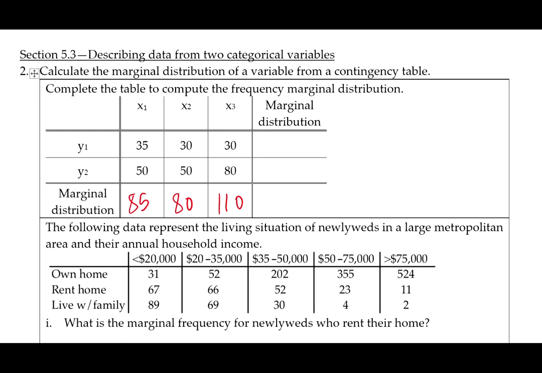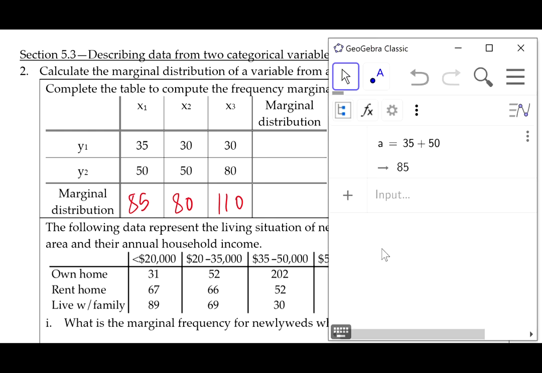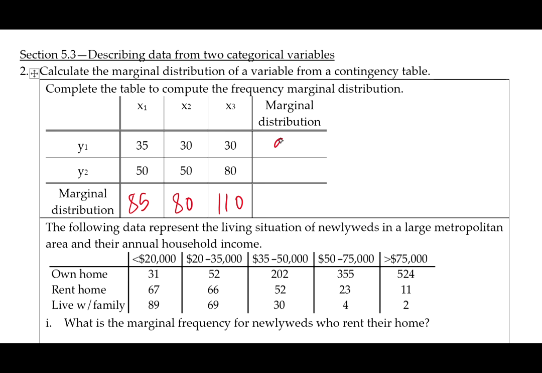Then let me show the actual calculation for this first row marginal frequency. So I'm going to do 35 plus 30 plus 30, and that gives me 95. And then if you calculate 50 plus 80, you'll get 180.